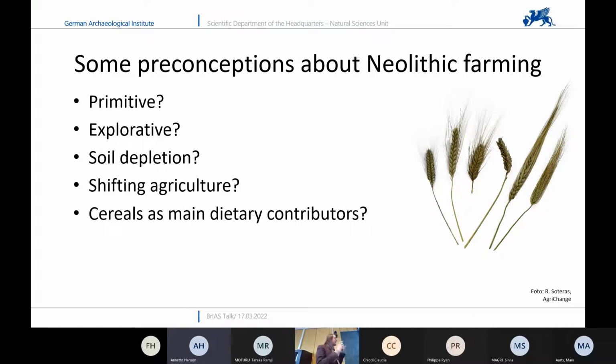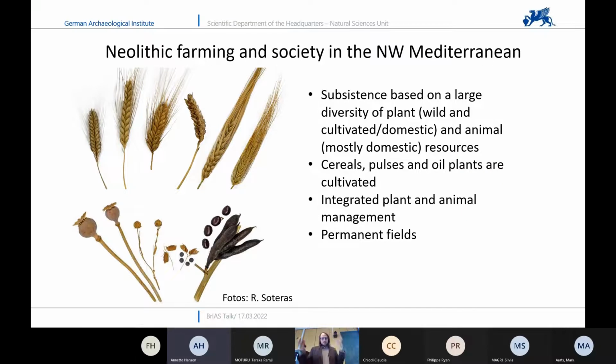And at the same time, there's also this underlying assumption that the cereals would provide almost or the majority of the dietary intake. So you get very confused if you think everybody's right in these assumptions, because they are partly contradictory.